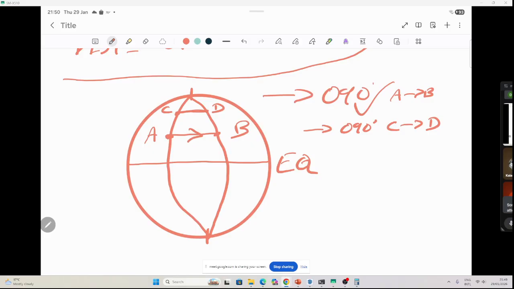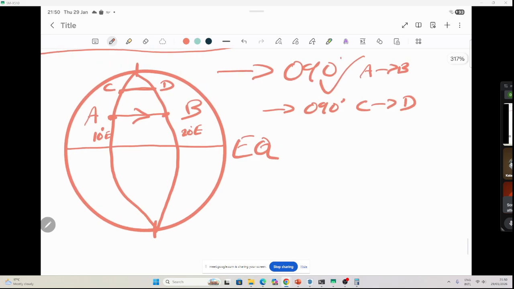Right. Now let's say this longitude is 10 degrees east and this longitude is 20 degrees east. So what is the D long of AB? How much?